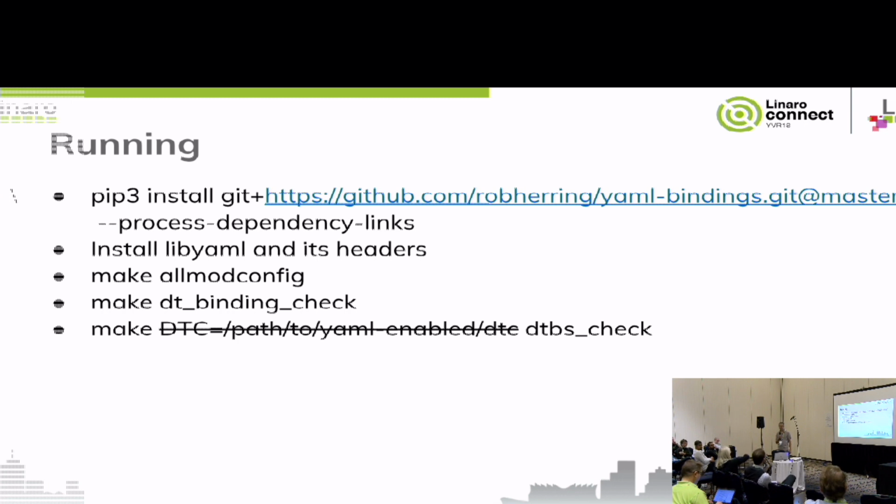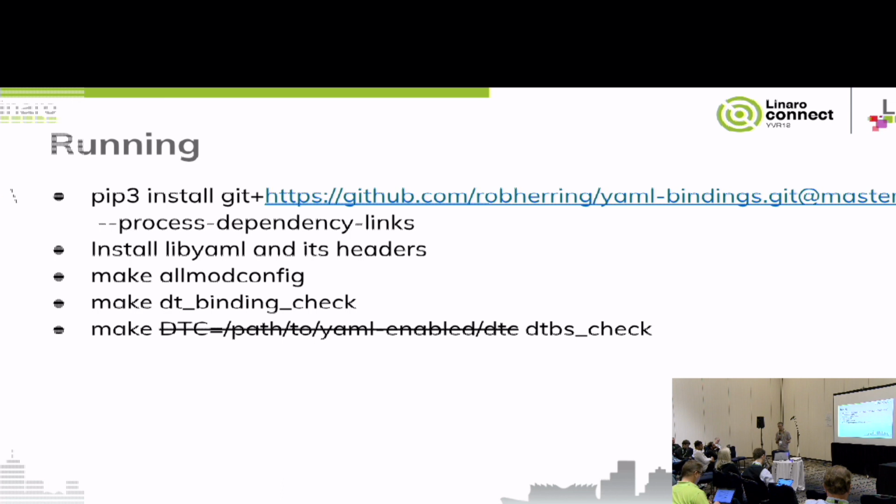There's no plan of putting that stuff in the kernel, like the DTC? That's coming in another slide. Right now it's not. You can also check out the repository and run setup.py develop or install and install it that way. Then you need libyaml and its headers. Then you configure your build, and run the target to build the bindings, DT binding check, or to build the DTBs and check them, DTBs check.